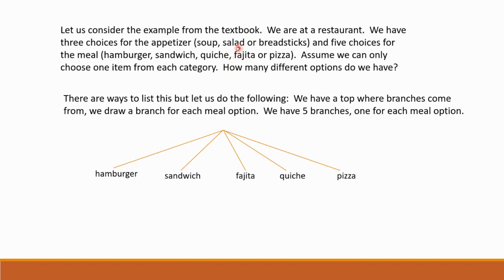Well, we can actually list them all, and it's probably better if we list them efficiently. That's what the tree here is helping us do. The way you make the tree is this. You have a top where the branches come out from, and you have one branch for each of the first 5 outcomes. So we're considering the meal first. You don't have to, but that's what I'm doing. So we have a branch for each meal: the hamburger, sandwich, fajita, quiche, and pizza.